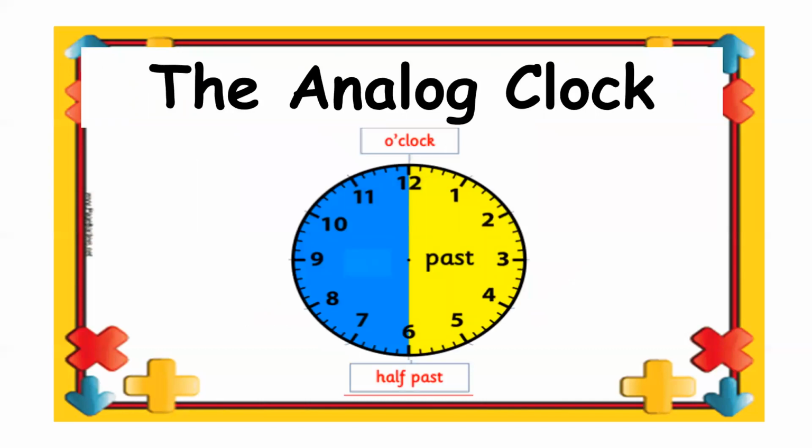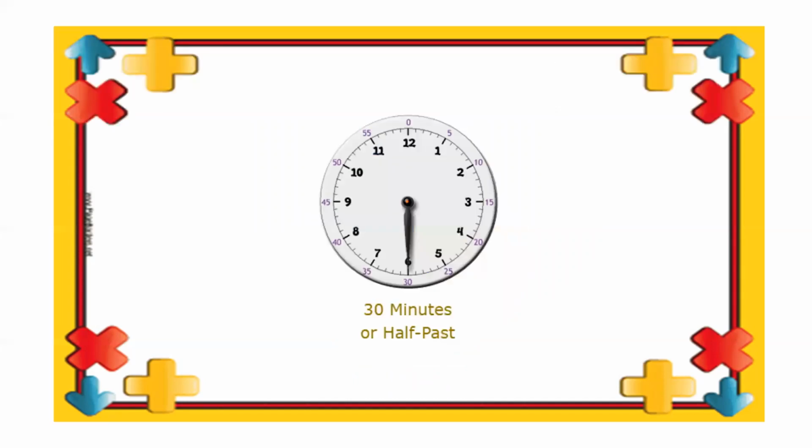The analog clock can be divided into 2 parts to show past and to. The first half, which is the yellow part of this clock, represents past. So when the minute hand is on this half of the clock, it is showing us past the hour. The long hand is the minute hand.